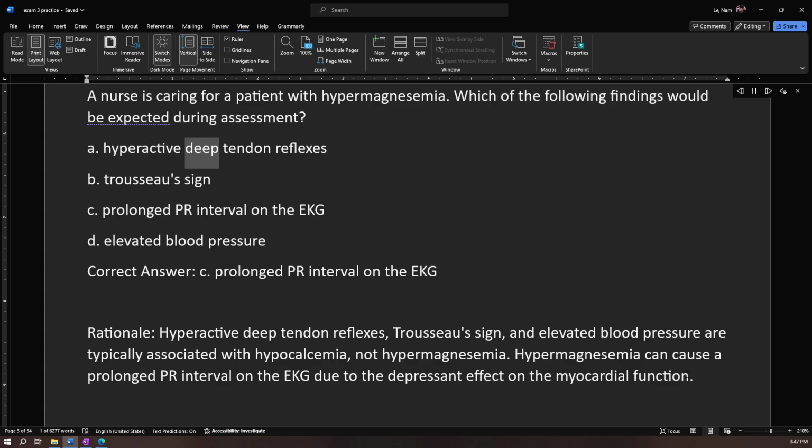A. Hyperactive deep tendon reflexes. B. Trousseau sign. C. Prolonged PR interval on the EKG. D. Elevated blood pressure. Correct answer: C. Prolonged PR interval on the EKG. Rationale: hyperactive deep tendon reflexes, Trousseau sign, and elevated blood pressure are typically associated with hypocalcemia, not hypermagnesemia. Hypermagnesemia can cause a prolonged PR interval on the EKG due to the depressant effect on the myocardial function.